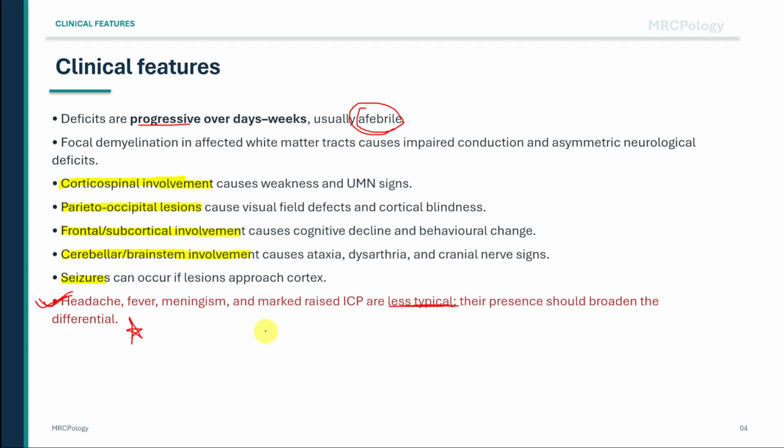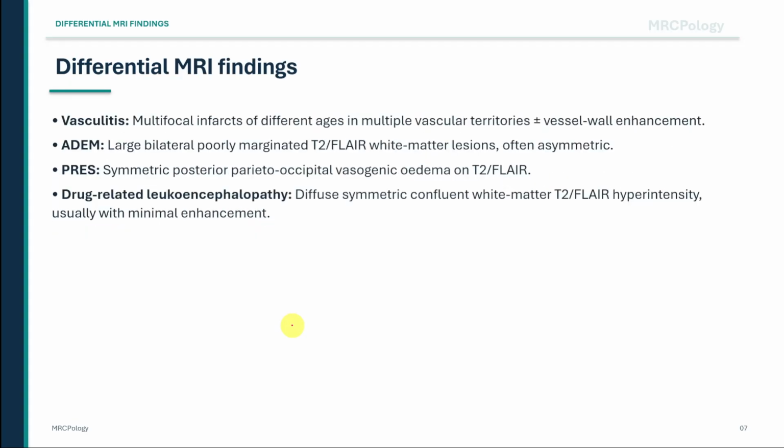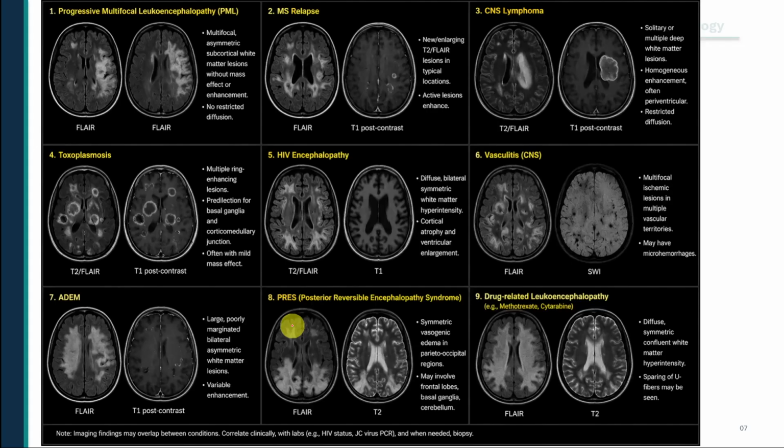Now, let us connect the MRI differentials to the image shown here, because this is where exams often test pattern recognition. In PML, look for multifocal asymmetric subcortical white matter lesions on flare. They are often bright on T2 or flare, dark on T1, and typically show no significant enhancement, no restricted diffusion, and no major mass effect. This fits the biology: demyelination without a bulky inflammatory mass.